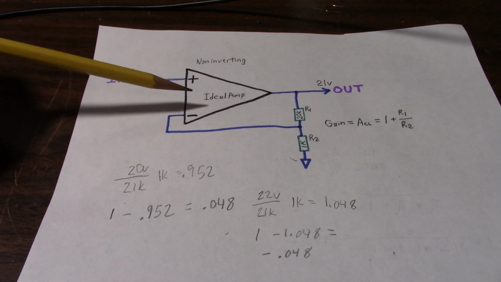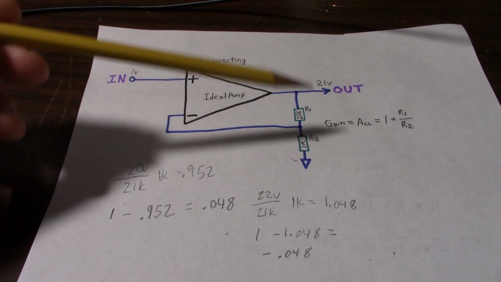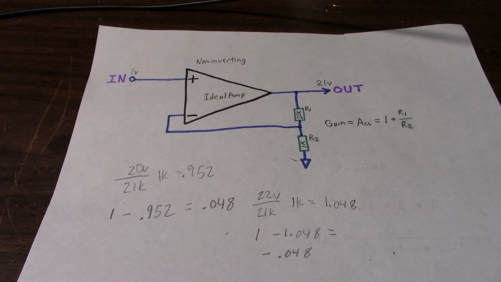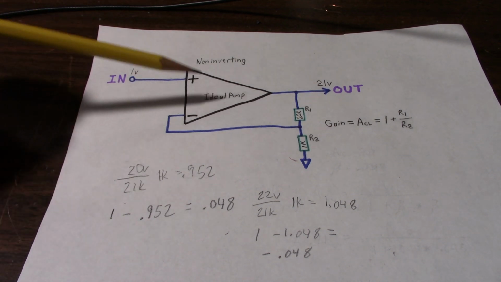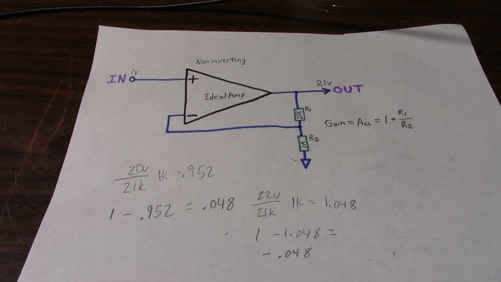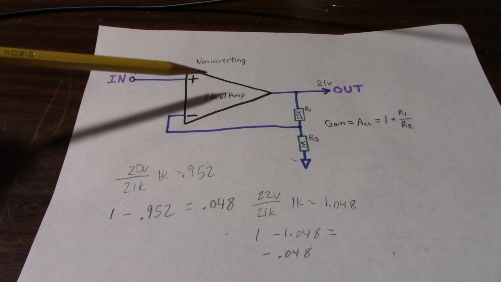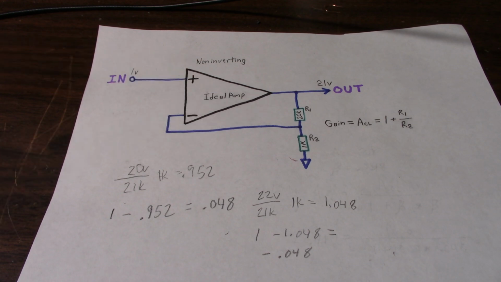But with a decent amplifier, the gain is still going to be close to 21. It'll be like 20.9, for example. So using the ideal circuit does get us pretty close. But it's very important to understand what's really going on with the amplifier.